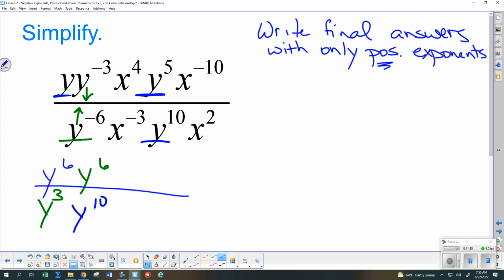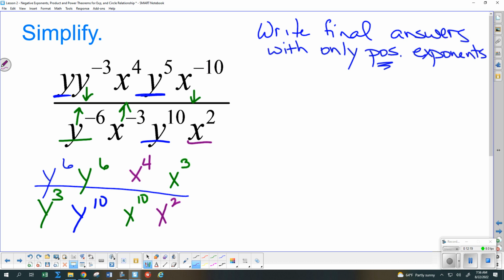With the x's, I've got the x to the 4th, and then I'm going to put the x to the 10th downstairs. I'm going to put this x cubed upstairs, and I'm going to keep this x squared downstairs. I think I got them all right. Did I miss anything in there?